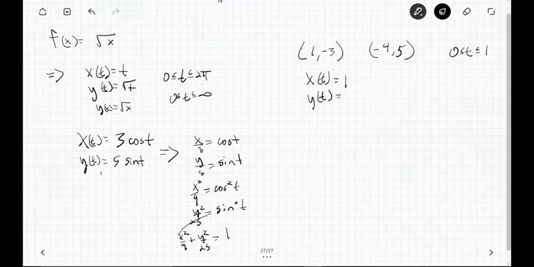I need to start at 1 and I need to finish at -4 after t equals 1, right? So at 0, I want x to be 1. At 1, I want it to be -4. Well, how do I get from 1 to -4? I subtract 5t. Now you're like, wait, what? Well, look close. When t equals 0, x is 1. Pow! When t equals 1, x is -4. Bam! So you can probably see that y is going to be -3, and then I've got to get from -3 to 5, so that's going to be plus 8t. And that is going to be a line segment from 1, -3 to -4, 5.